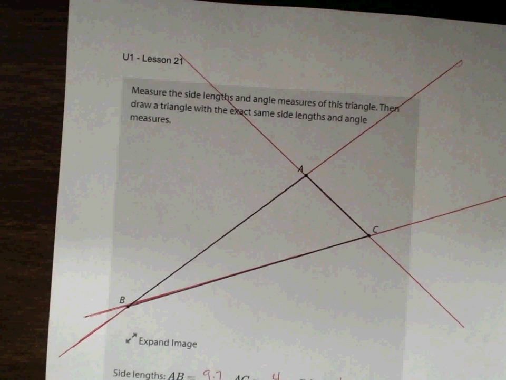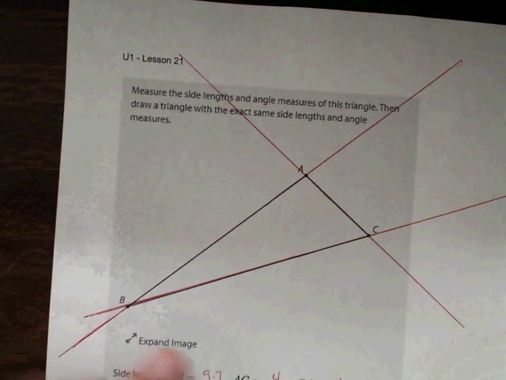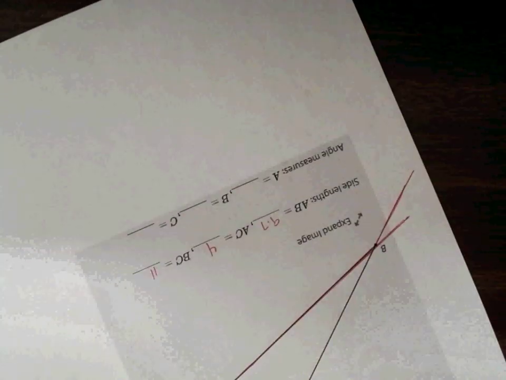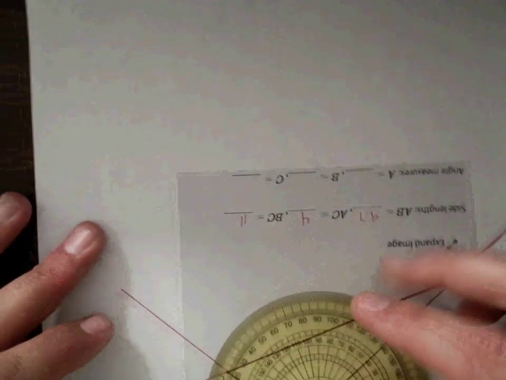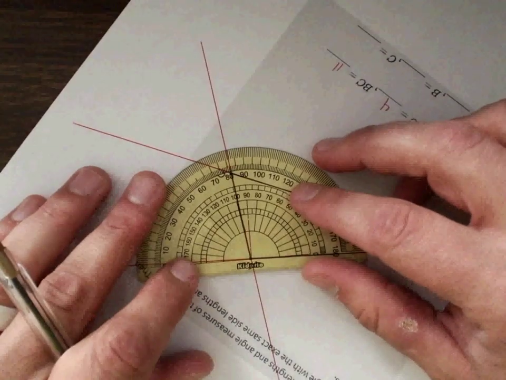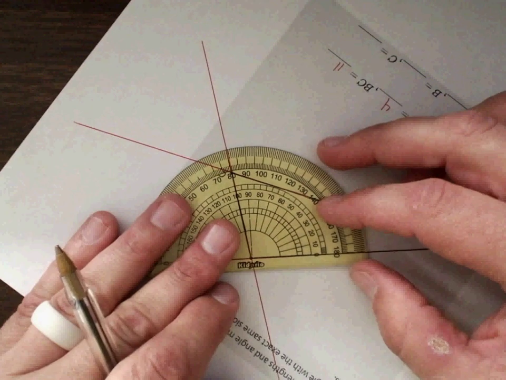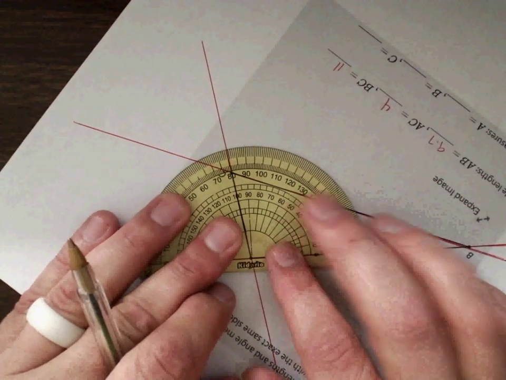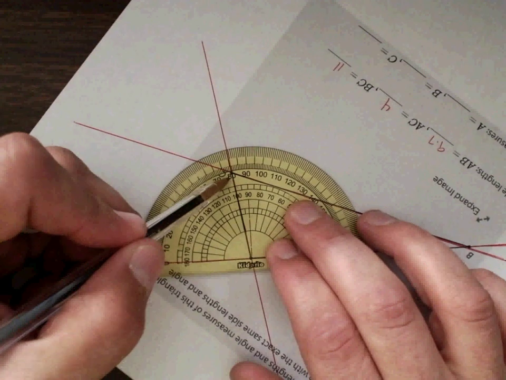All right. Now, I'm going to find the measure of angle A. This is where most of us had issues. Okay? I'm going to take my vertex. I'm going to put it on A. I'm going to put my line on side AB. Comes out to 80, right?